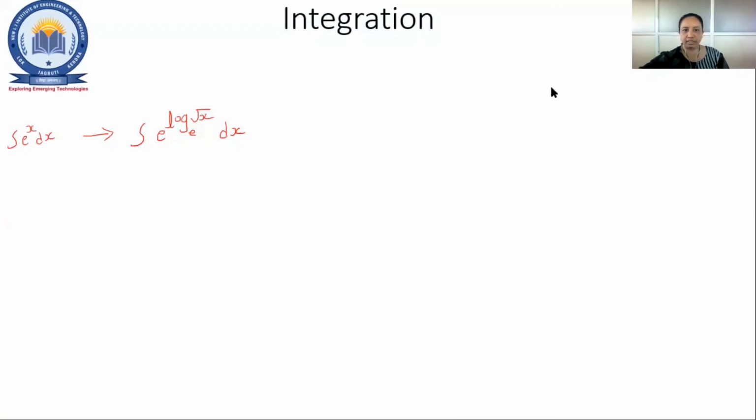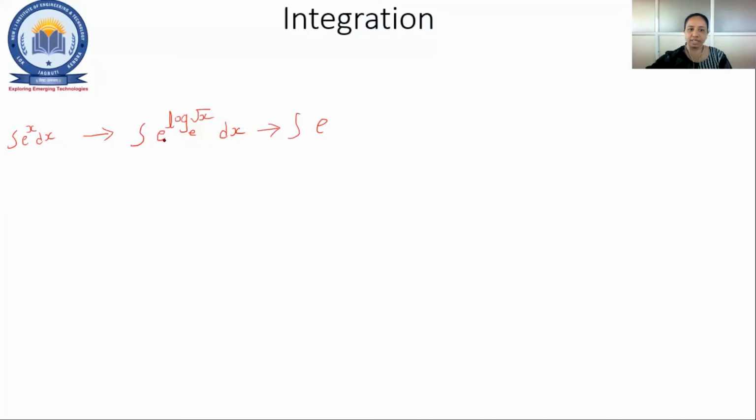Okay, can anyone tell me how it is supposed to be there? Any student who is writing in the chat box? Yeah, Vedanshi. Yes, you're audible. So, ma'am, e raised to ln root x is basically root x. So we have to integrate root x dx. So root x is x raised to 1 by 2. Correct. Because some may not be getting how it will be root x.